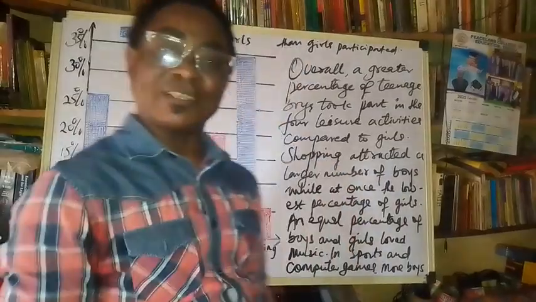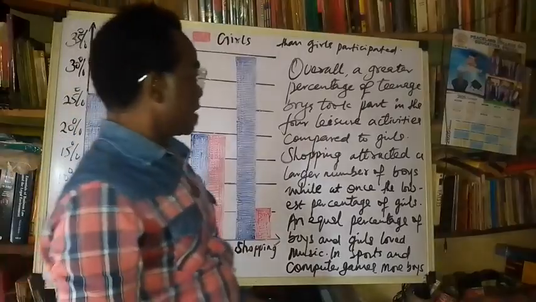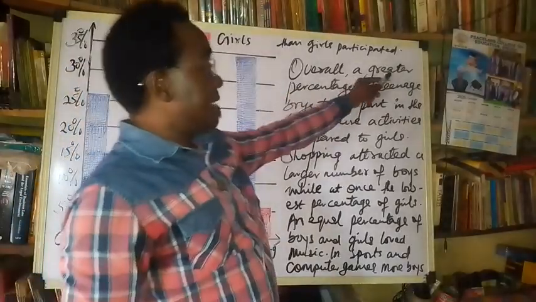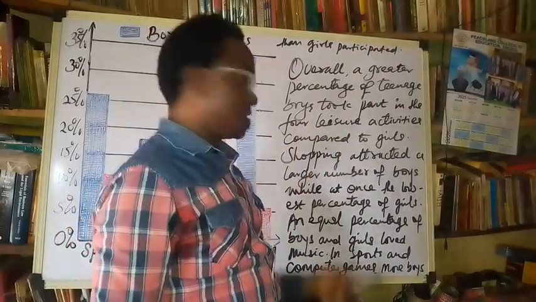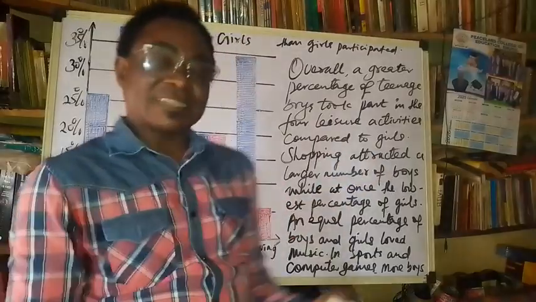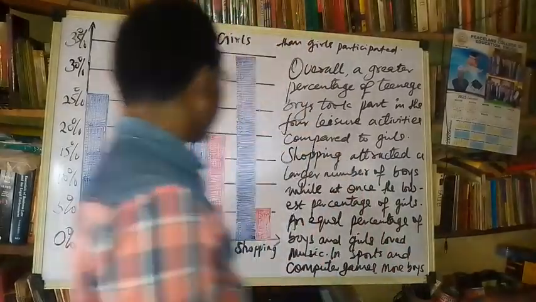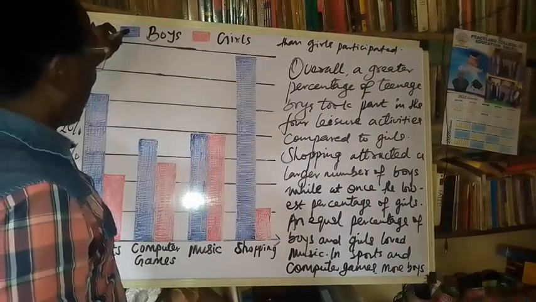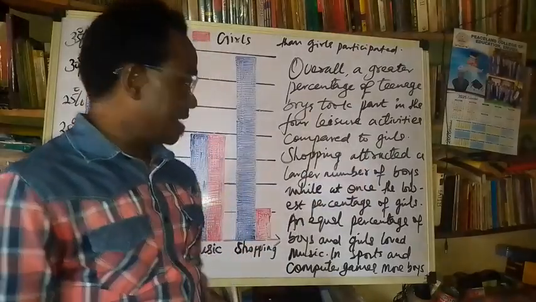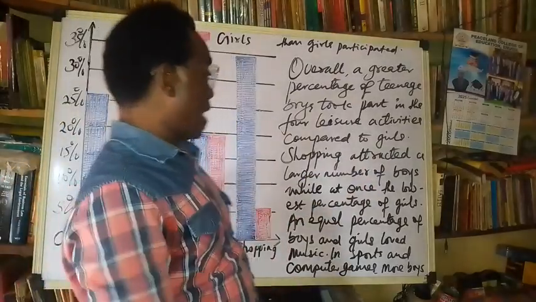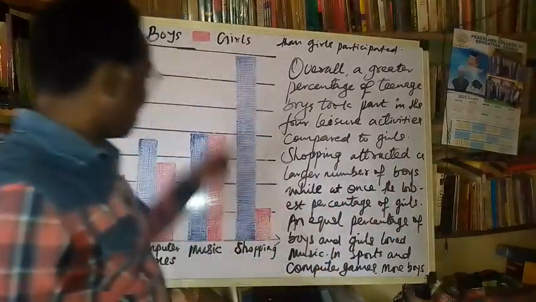But space is quite small. So let's take a look at the overview, which begins here. It says, overall, a greater percentage of teenage boys took part in the four leisure activities compared to girls. That's exactly what we mean by make comparisons where relevant. Of course, as the bar for boys can show, a greater percentage of boys than girls took part in the leisure activities. Shopping attracted a larger number of boys. That's this.